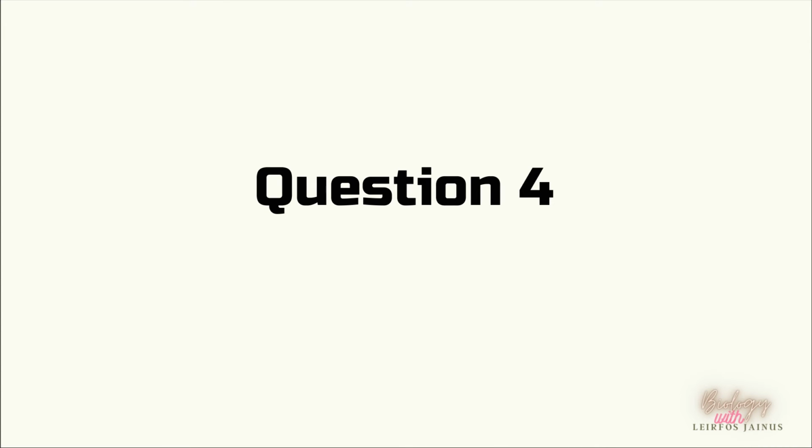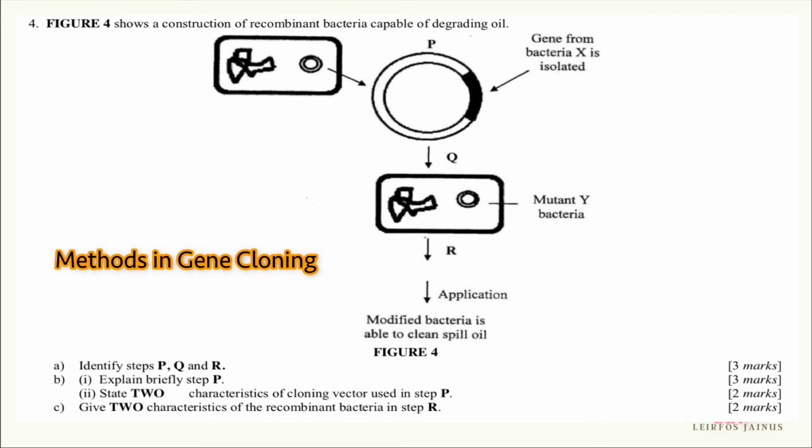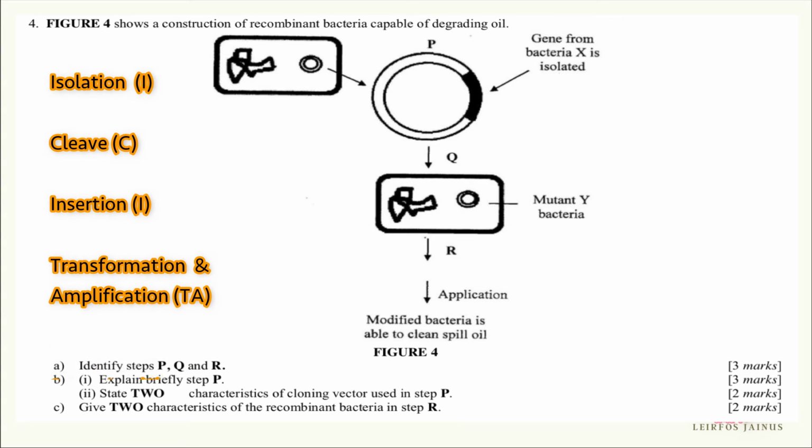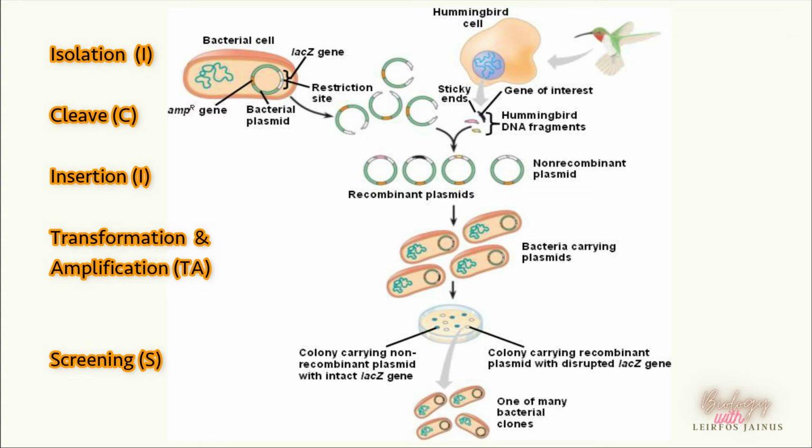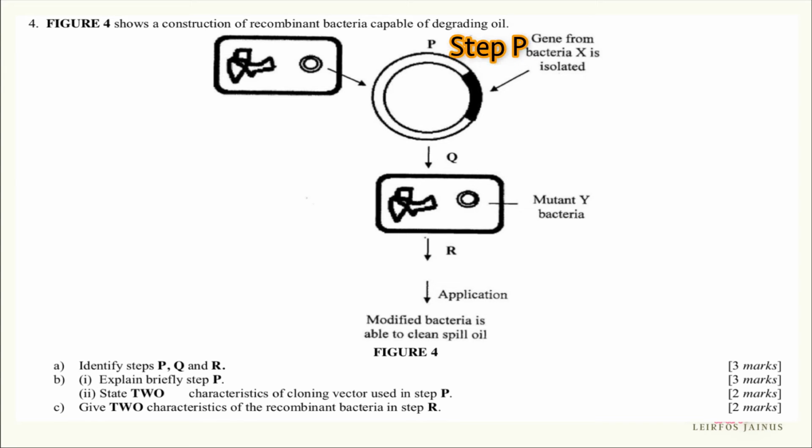Now we will answer question number 4. From the diagram, it shows the steps in gene cloning that involve plasmid as a cloning vector. The steps in gene cloning involve isolation, cleave, insertion, transformation, amplification, and screening. The diagram that shows the plasmid as a cloning vector involves step P, step Q, and then step R. Now, let's answer the question.